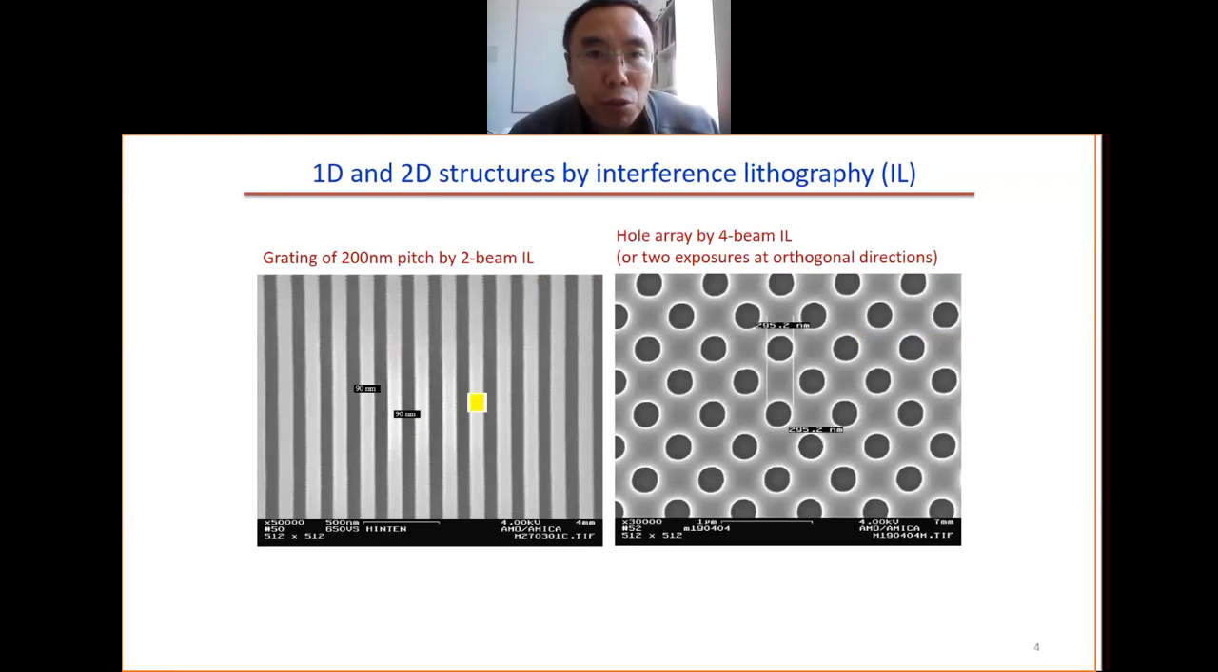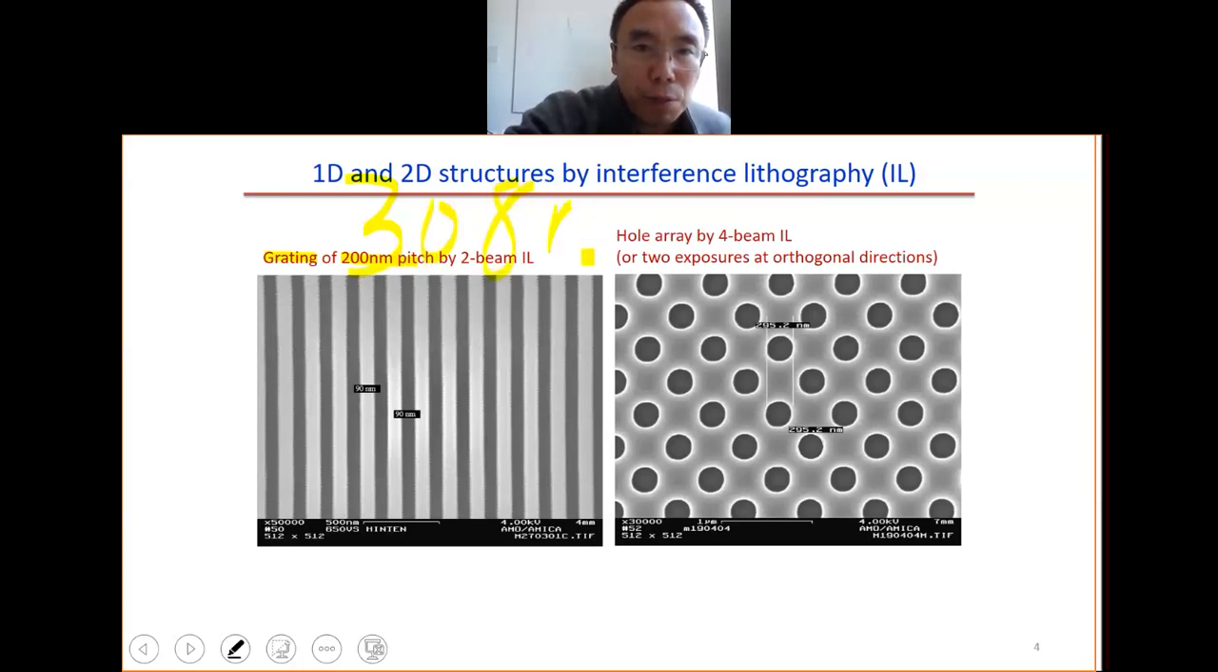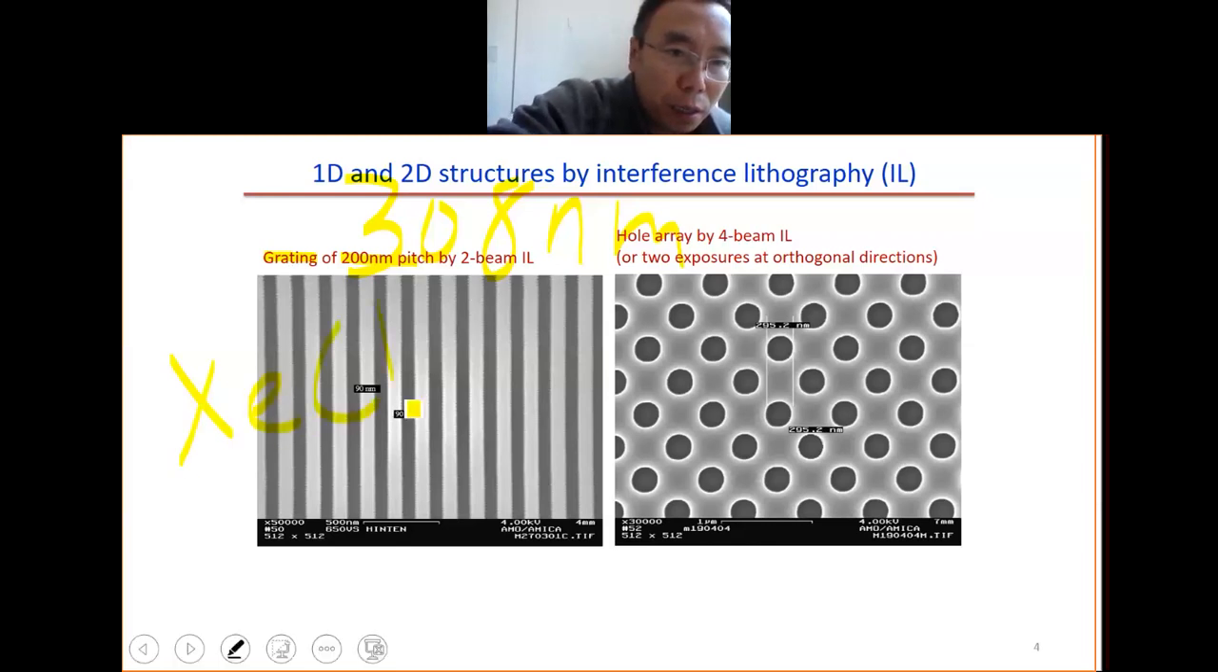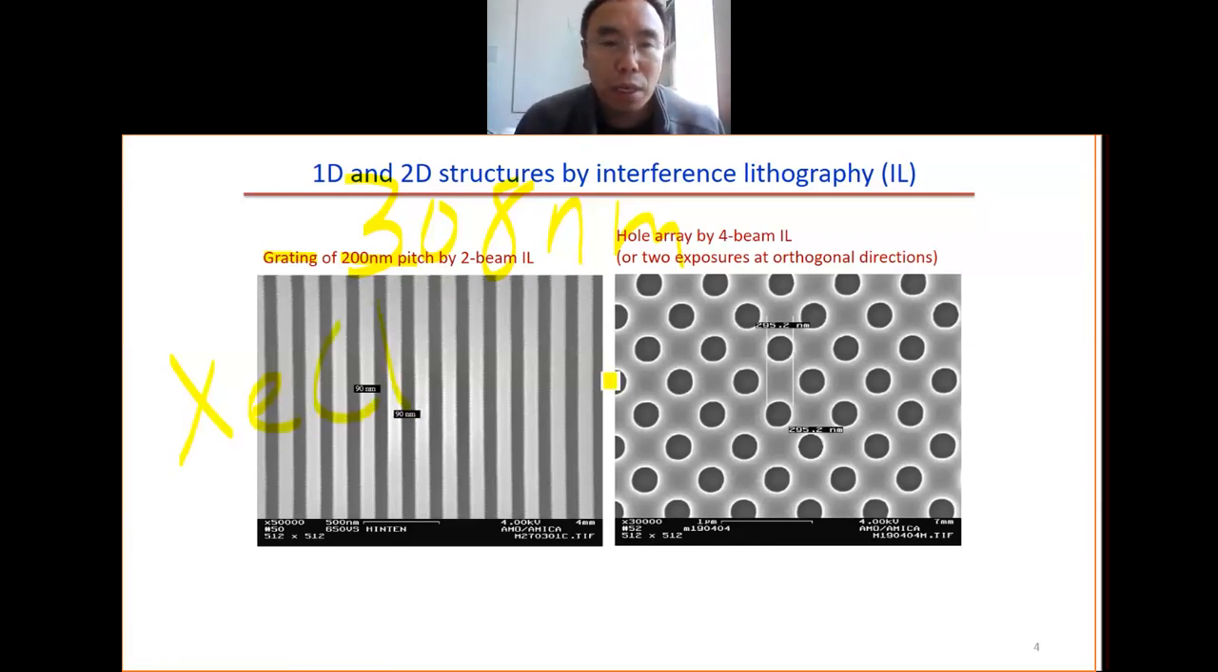So here is an example of a grating pattern that can be fabricated using interference lithography. This one is a 200 nanometer pitch made by 2-beam interference lithography. I think it used 308 nanometer wavelength. This 308 nanometer comes from the xenon chloride excimer laser.